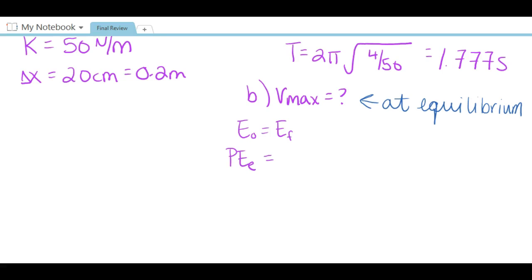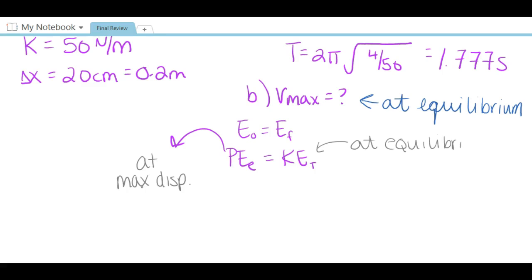So initial energy is going to be elastic potential. Final is just going to be kinetic. So we're going to set those two things equal to each other because the elastic potential exists at maximum displacement, which we're given in the problem. And it says it's displaced that 20 and then released. So then it goes from the 20 to equilibrium, which is going to be our translational kinetic energy.